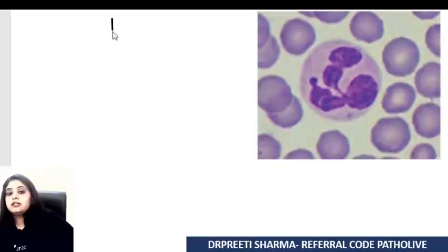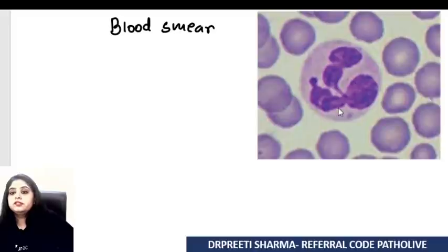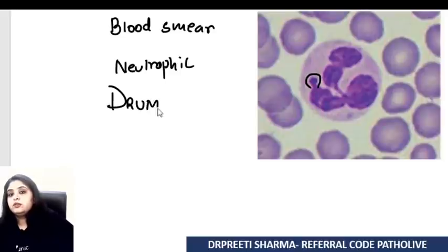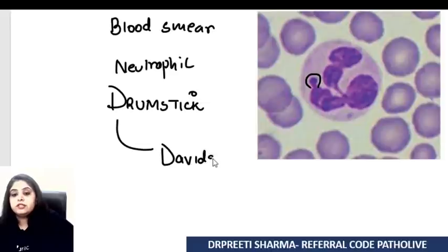Versus if you get a blood smear, and I think everyone knows what is this cell with lobes, this cell is a neutrophil. In a neutrophil, do you see something different? This is a lobe, this is a lobe, these are lobes, but then I see something projecting out of it. In a neutrophil, when you start seeing the drumstick appearance, this drumstick is known as Davidson body, D for D.